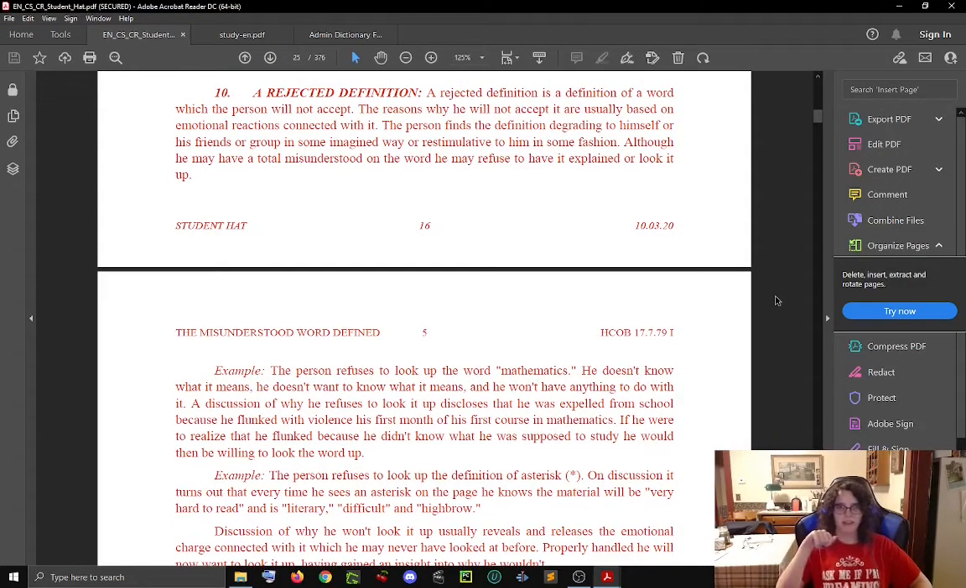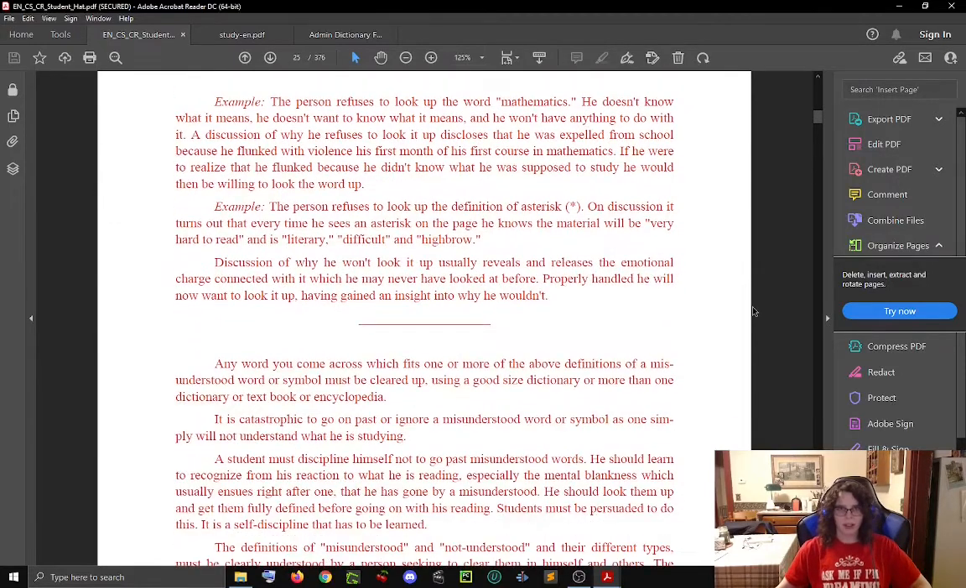A rejected definition. A rejected definition is a definition of a word which the person will not accept. The reasons why he will not accept it are usually based on emotional reactions connected with it. The person finds the definition degrading to himself or his friends or group in some imagined way or re-stimulative to him in some fashion. Although he may have a total misunderstood on the word, he may refuse to have it explained or look it up. Example, the person refuses to look up the word mathematics.